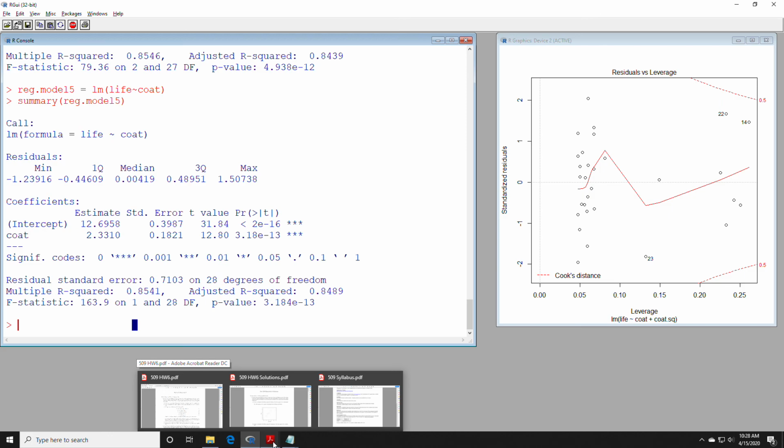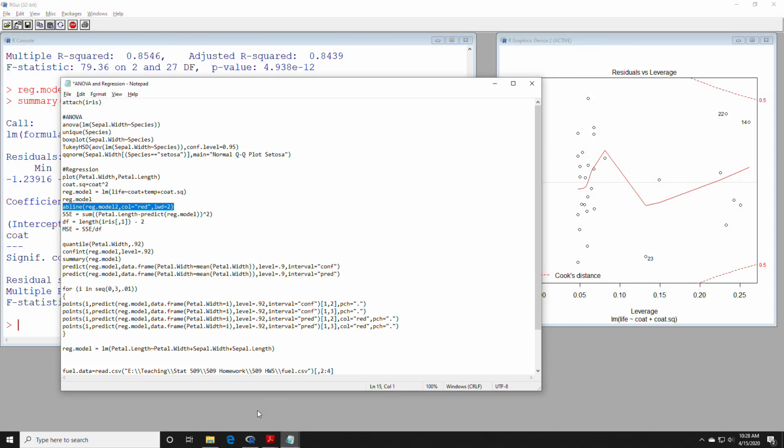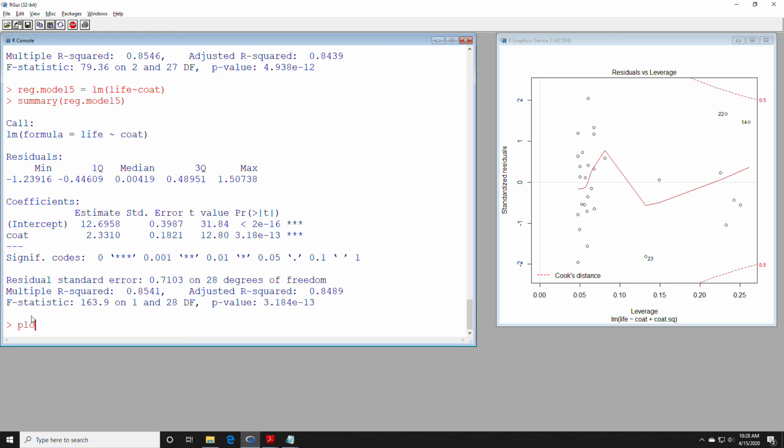And so let's look at that actually. Plot x comma y.